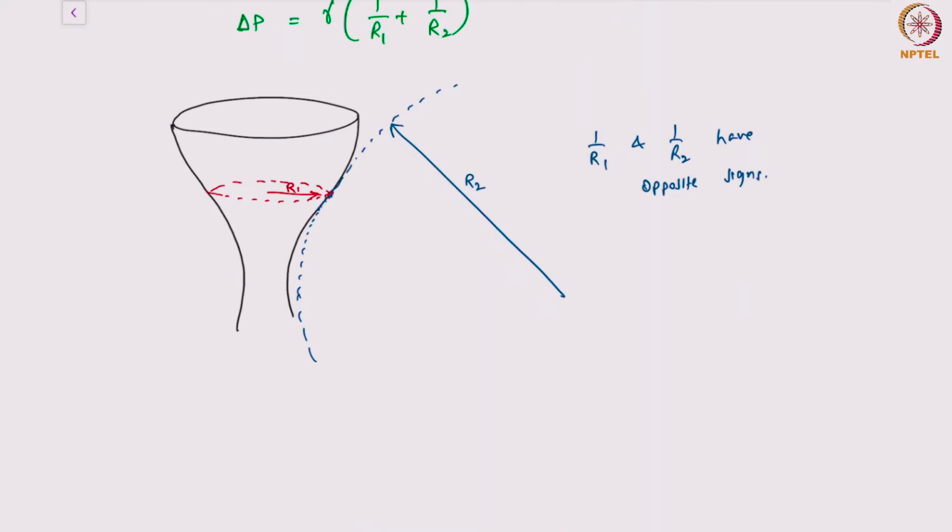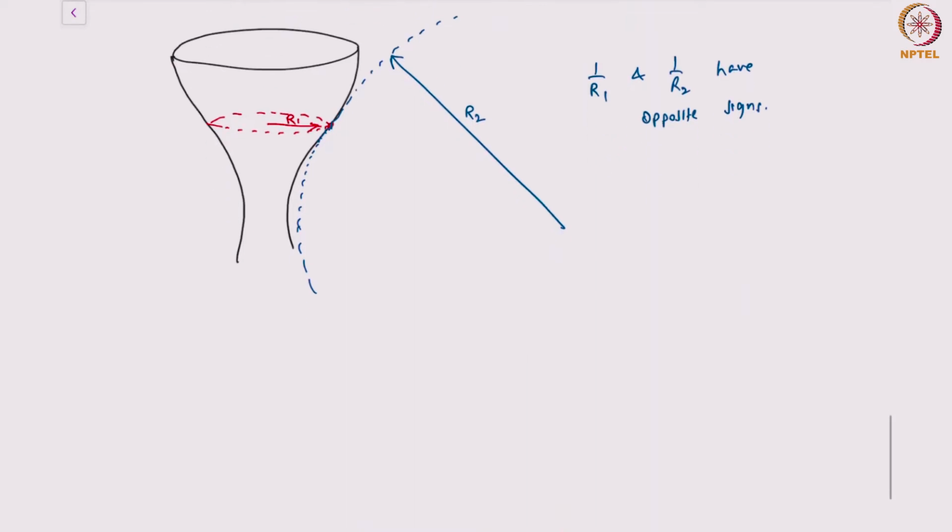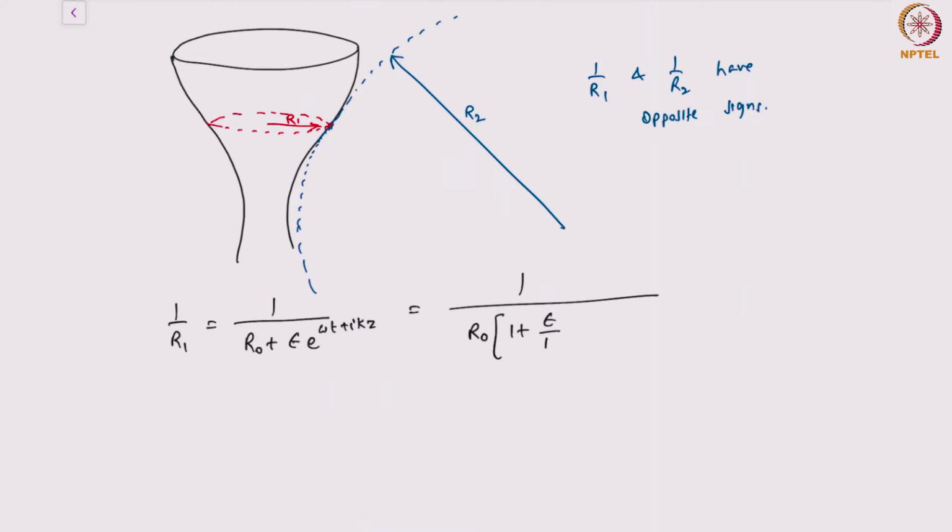Okay. So let's start with calculating what is 1 by R1. 1 by R1 is nothing but 1 by, it is just the radius modulated. So it is nothing but R0 plus epsilon e power omega t plus I k z, right? Epsilon is small, so I can take it outside: 1 plus epsilon by R0 exponential of omega t plus I k z.